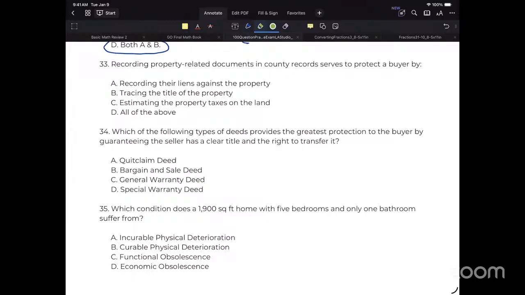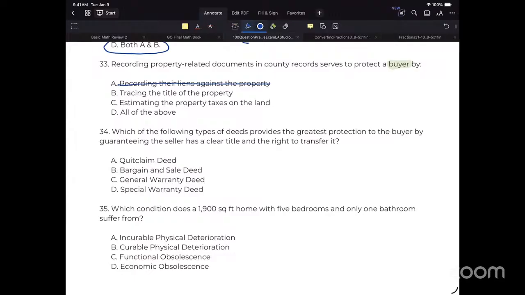Okay, well, off the top of my head, when I first read it, I don't really love all of those answers, so let's break it down. A says recording their liens against the property. Well, if it's a buyer, the buyer's not putting a lien on the property. They would have a deed. I'm assuming they're buying the property with no liens. So I'm going to say A is not our answer because that buyer doesn't have liens.